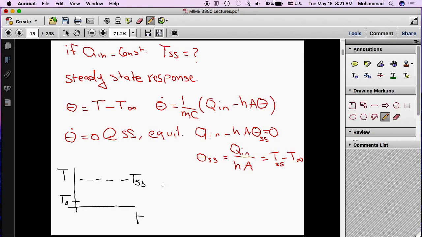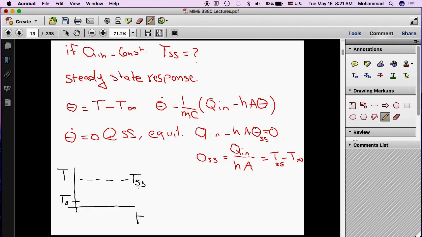But what we know is that this will start from initial value of T and gradually will rise and will settle at T steady state. Now, how quickly will it do it depends on the speed of system. The speed of system depends on two variables. Can you tell me what those two variables are?